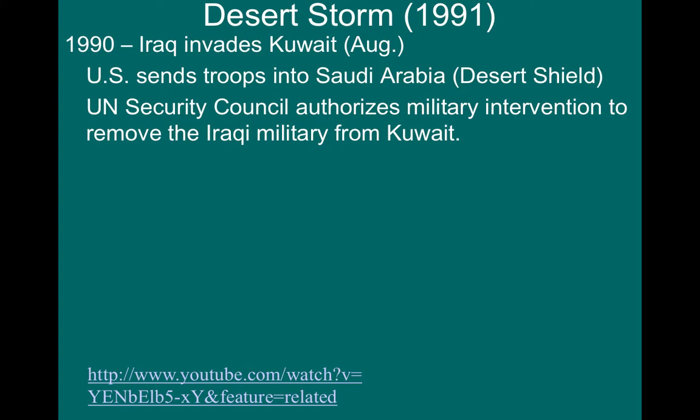So the United Nations Security Council authorized an official military intervention with the goal of removing the Iraqi military from Kuwait. A couple of significant things about this. The goal here again is simply to remove the Iraqi military from Kuwait. It is not to remove Saddam Hussein from power. It is not to invade Iraq. So there were very clear guidelines.